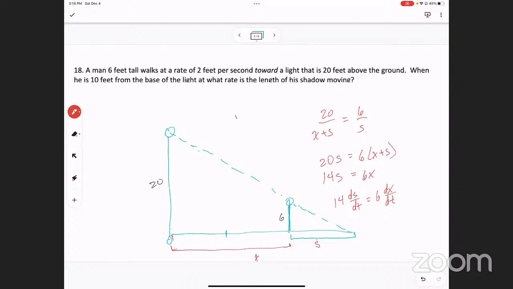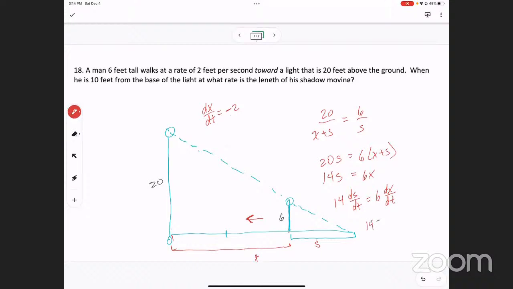When he is 10 feet from the base of the light, at what rate? So I wonder if it doesn't matter where he's at, because I don't see how it would matter that he was 10 feet from the base. dx/dt, he's walking at a rate of 2 feet per second toward the light. So if he's walking this way, I'm going to have to call that negative 2 feet. So dx/dt, I believe in ours, would be negative 2 feet per second, right? Mm-hmm.